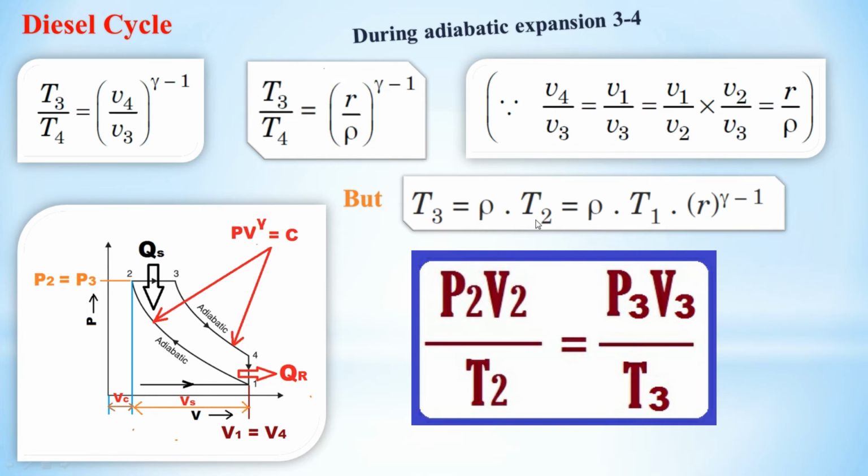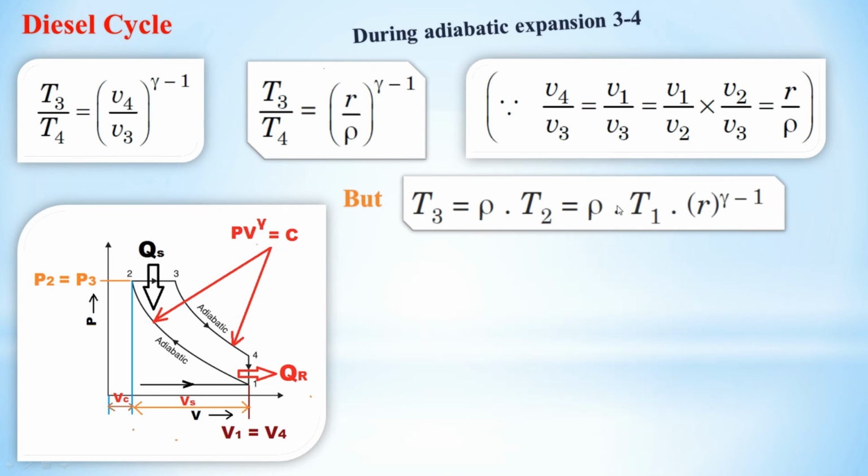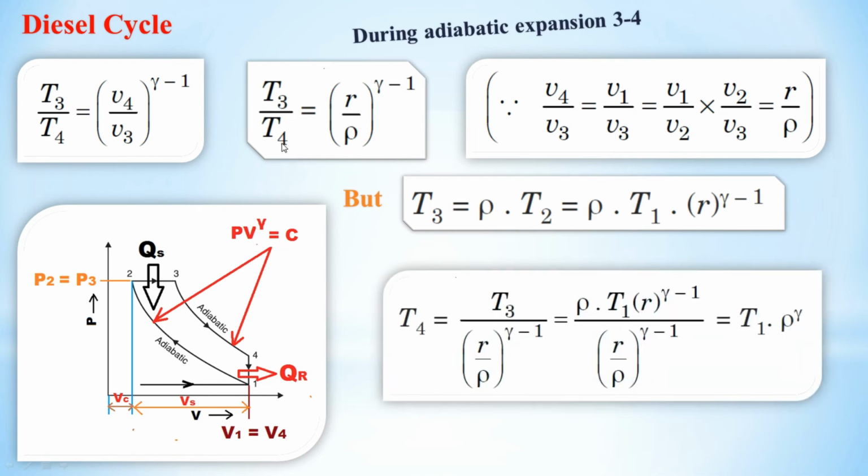But we know that T2 equal to T1 into R raised to gamma minus 1. So this is the value of T3 we have already derived in the previous slide. Put this value in this equation so we can find the value of T4. Put this value of T3 in this equation. So T4 equal to, again we cross multiply with each other. T4 is multiplied with this term, or we can say make the object T4 equal to T3, and this term is in the denominator, R upon rho raised to gamma minus 1.